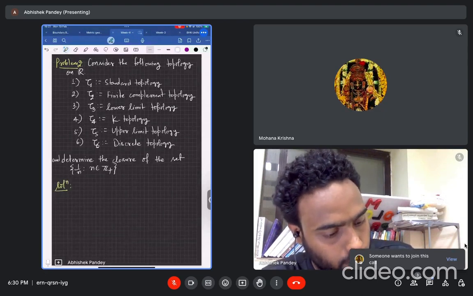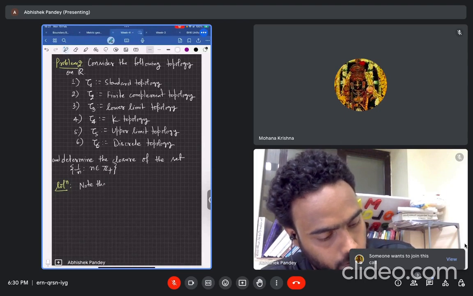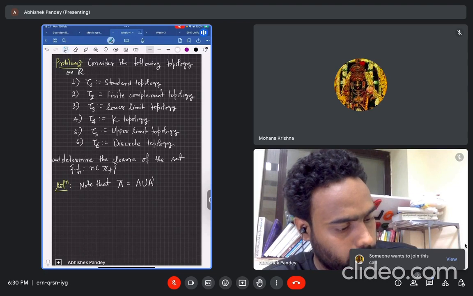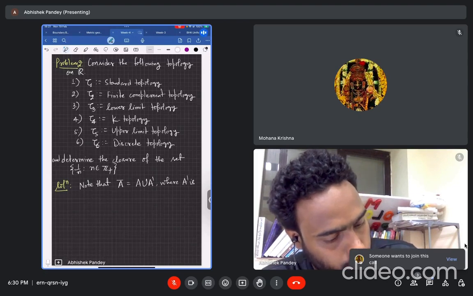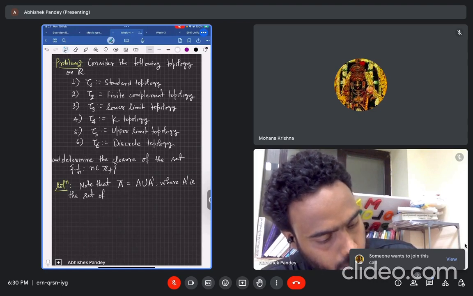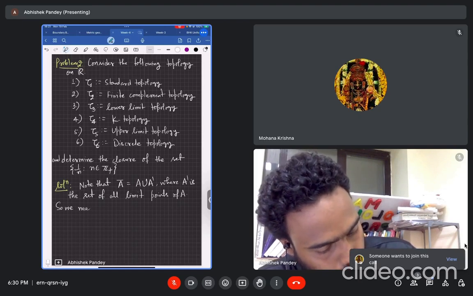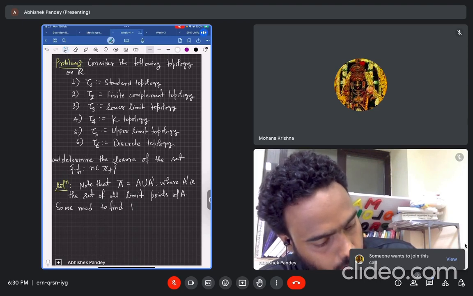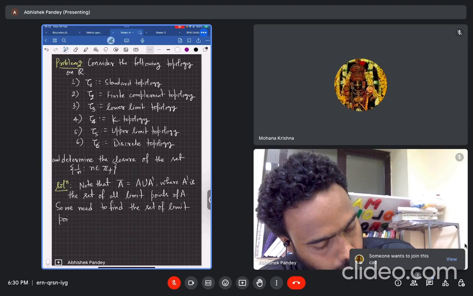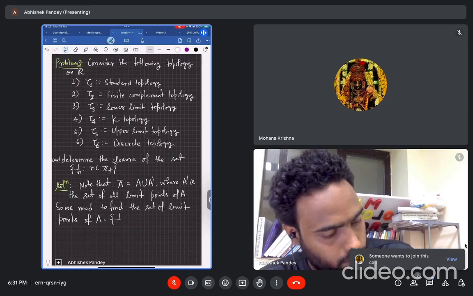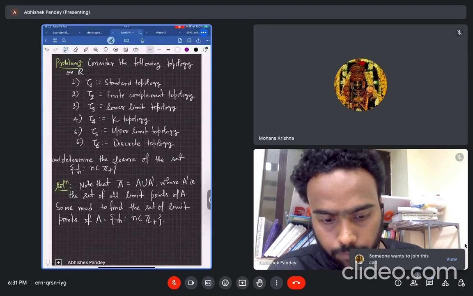Just note that the closure of a set A is nothing but A union A dash, where A dash is the set of all limit points. So we need to find the set of limit points of A, where A is nothing but {1/n such that n belongs to Z plus}.